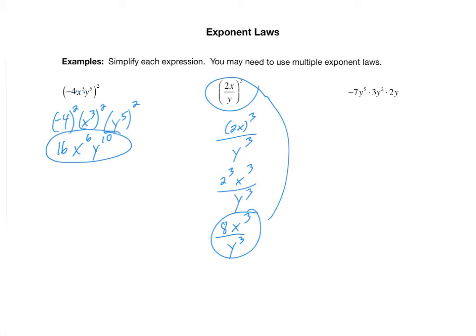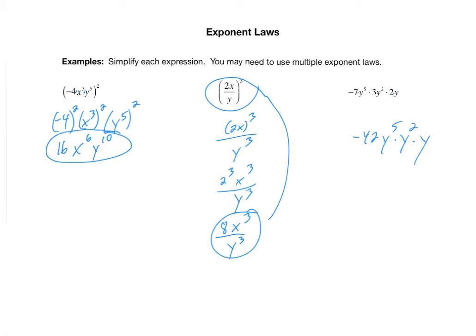Here we have the product of -7y to the 5th times 3y squared times 2y. Don't forget that there is a multiplication going on between each of the numbers and the corresponding variable quantity. So we have one big product here, and we can do multiplication in any order. So we've got -7 times the 3 times the 2 will give you -42. And then we've still got y to the 5th times y squared times y.